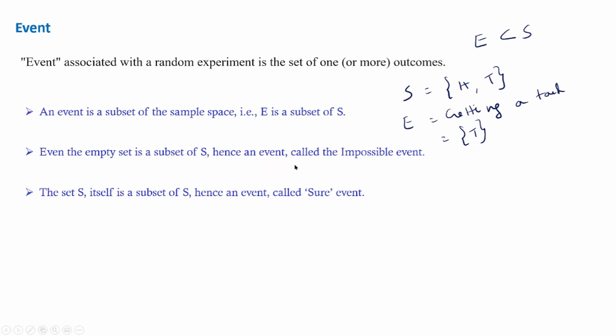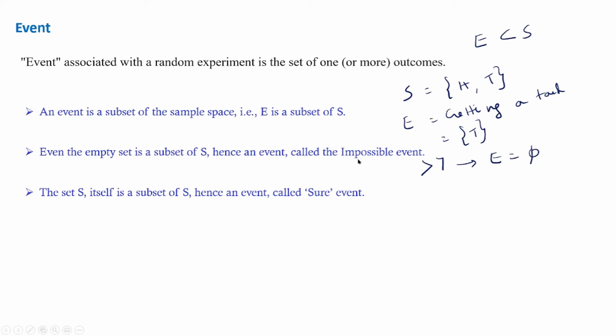Hence we have an event called the impossible event. If there is an event in a random experiment which is not at all possible, or whose outcome is not possible to occur, then such an event is called an impossible event. For example, in rolling a die, the event is getting a number more than 7. This is not at all possible. In this case, the event will be the null set.